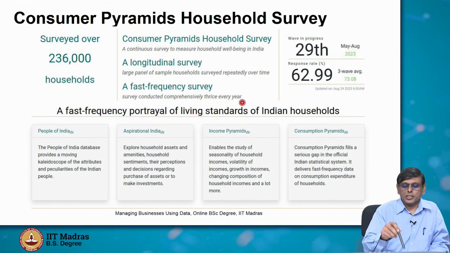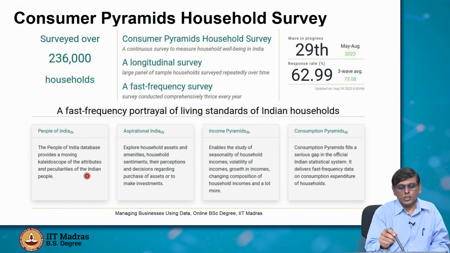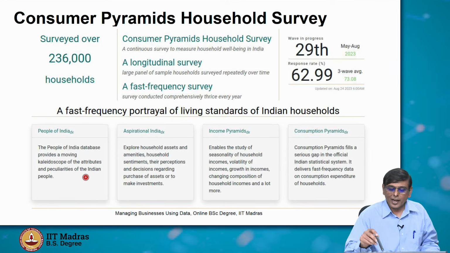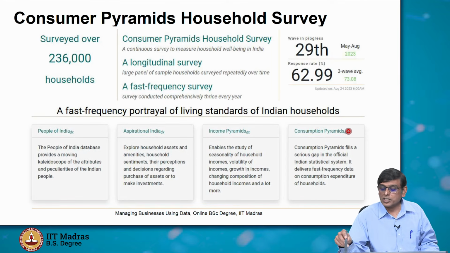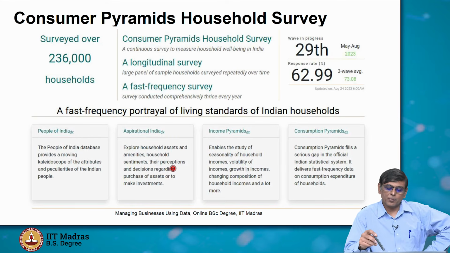Now, what are the different kinds of things on which data is collected? One is called the People of India database, which basically tells you the attributes and peculiarities of Indian people. Not that interesting for us. The second thing, which is of greatest interest for us, is the consumption pyramid. Which means what did they consume in the last 1 month? Okay, this is called the consumption pyramid. The third is aspirational data. What do they want to consume? They have not consumed it in the last month, but they are looking forward to buying something, like for example, a refrigerator or a car.